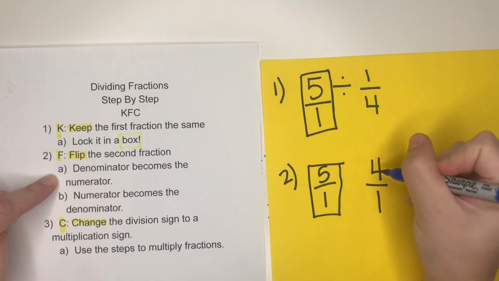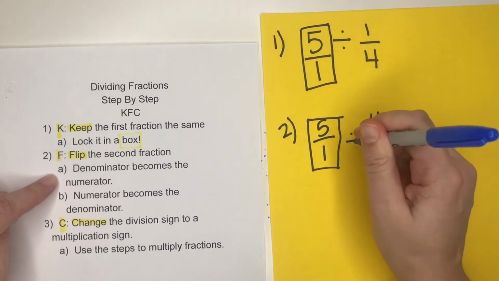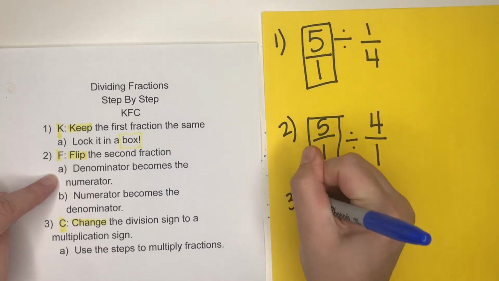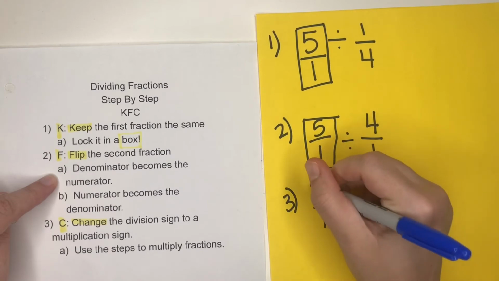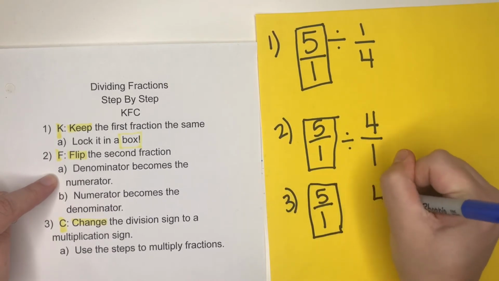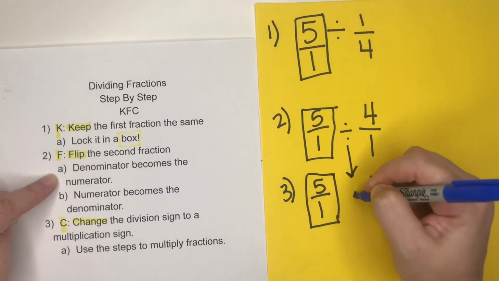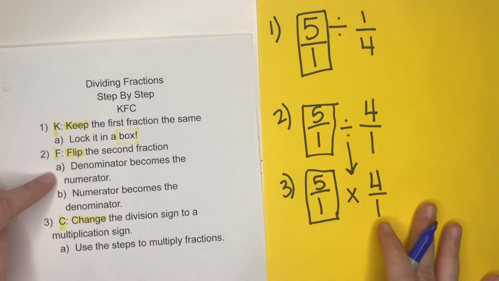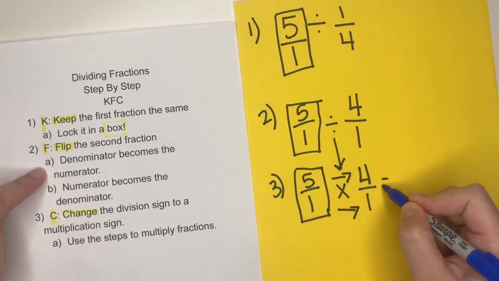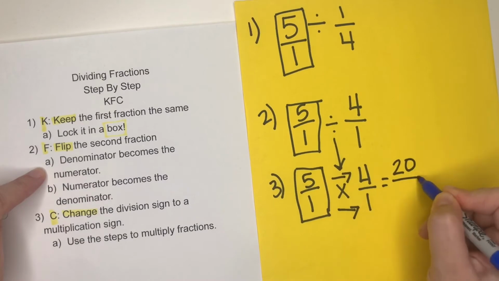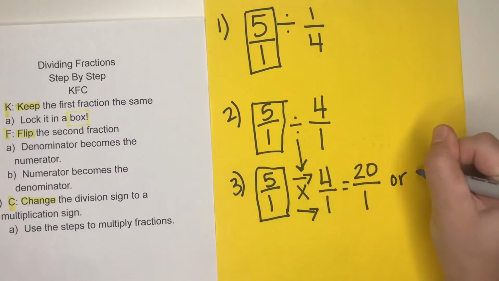Our denominator becomes our numerator, and our numerator becomes our denominator. The division sign is still there. And for step 3, that first fraction is still in its box. This second fraction is now flipped, and our sign changes to a multiplication sign. Here we have multiplication, which is straight across, and we have 5 times 4, which is 20, and then 1 times 1, which is 1, and I simplify this into a whole number of 20.